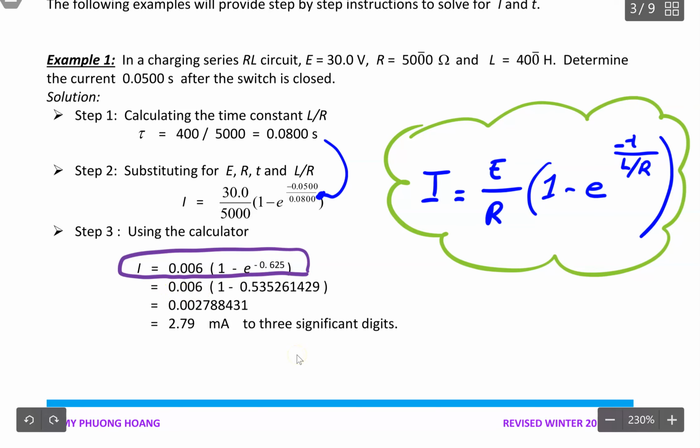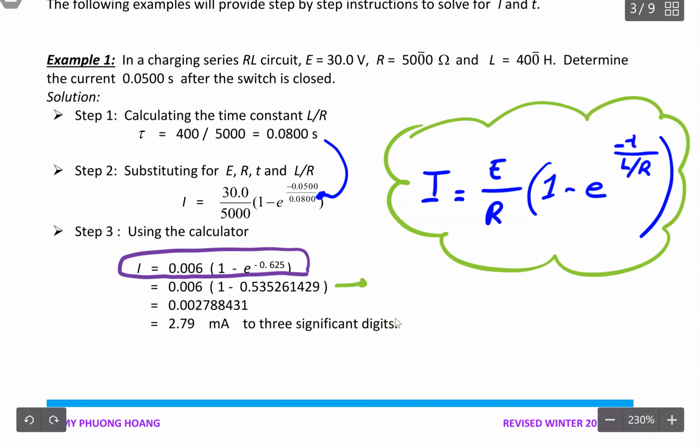Okay? But if you just key this into your calculator, also using the bracket, the calculator will realize that it works with the subtraction inside the bracket first. After I get that result, I'm going to multiply by 0.06. So if you give a proper bracket to the calculator, it will know that it has to follow the rule of BEDMAS. After you get this number, you can round it to three significant digits and also present it in engineering notation as well.